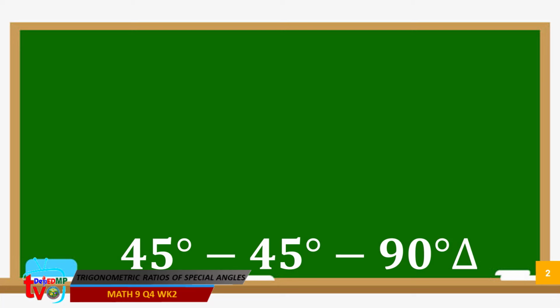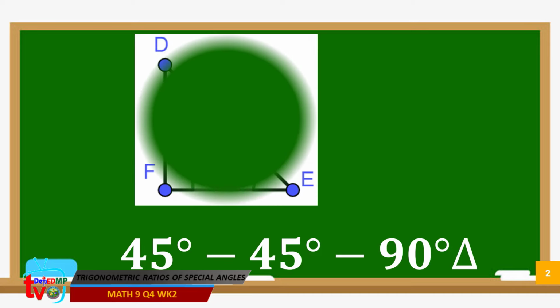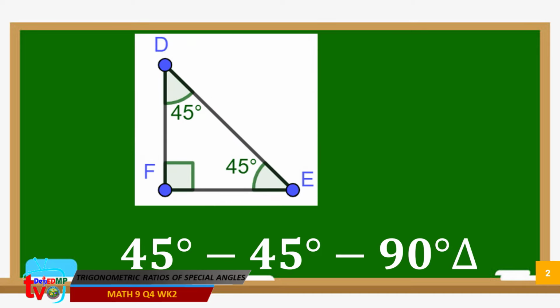Last quarter, we have learned about the 45-45-90 triangle and the 30-60-90 triangle. Let us first try to recall the relationship of the sides and angles of the 45-45-90 triangle. Consider triangle DEF. Which angle is the right angle? That's right! Angle F is the right angle.